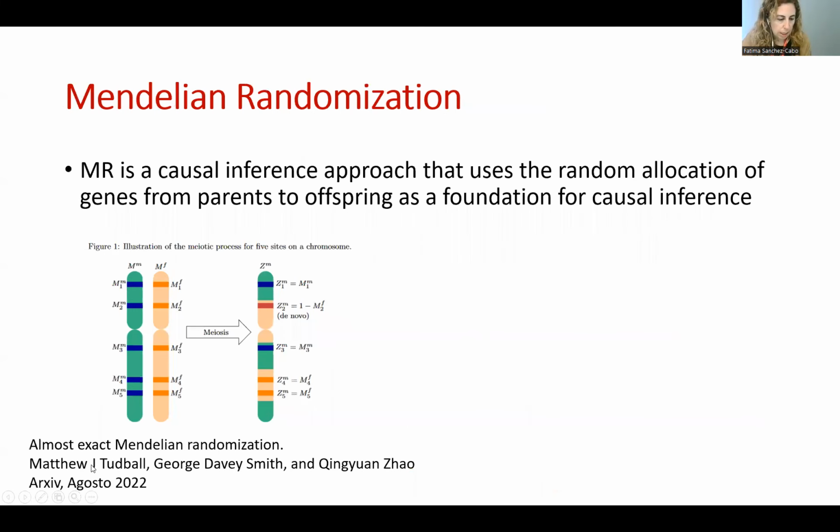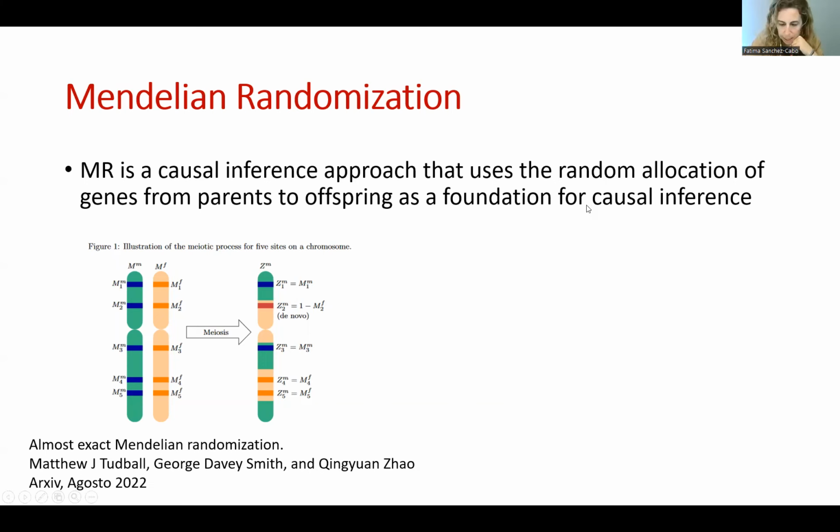So what is one of the bases of Mendelian randomization? Sorry, Fatima, one question. Yes. So in this case, you don't consider any epigenetics and things like that, right? No. It's a very simple argument, and actually it's just relying on SNPs.